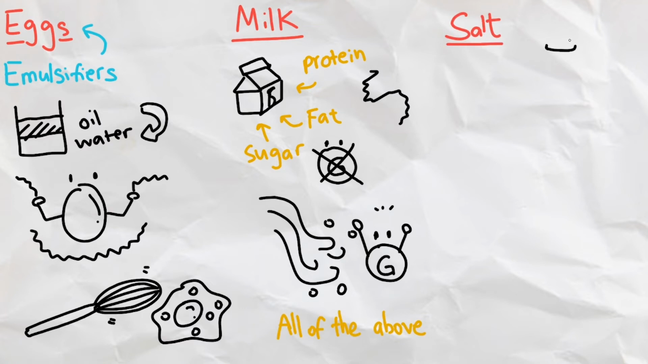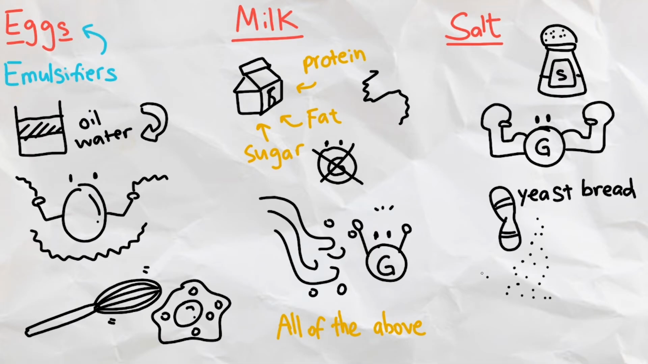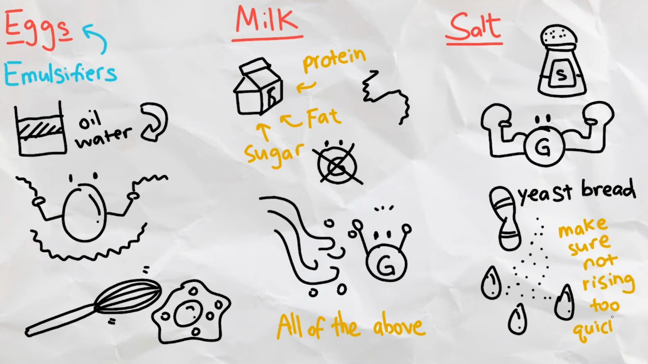Next, we have salt, which isn't just for flavor. Salt enhances the strength of gluten, and in the case of yeast breads, salt absorbs the moisture to make sure that the yeast isn't rising the bread too quickly, which stabilizes the whole process of making bread.